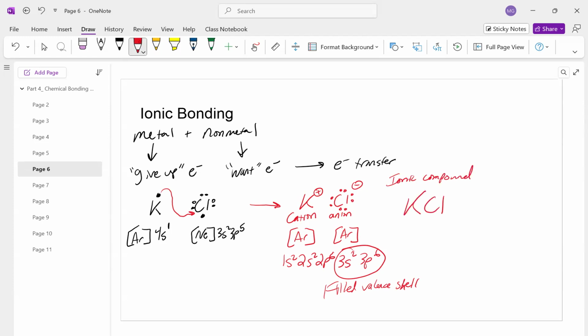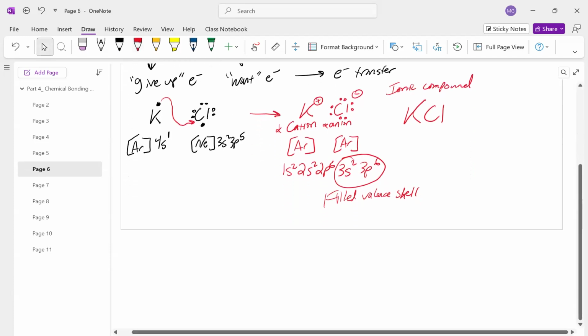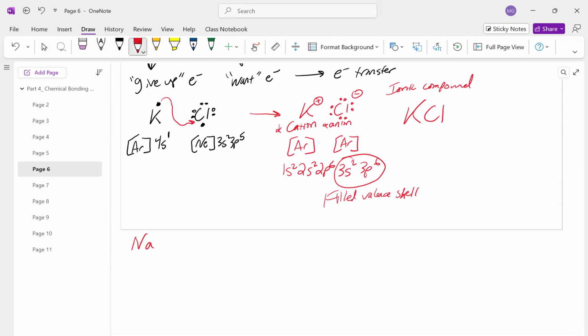And this is the formula, KCl. You don't have to show the charges in the ionic compound, but you should know that this ionic compound is composed of a cation and an anion. Now let's do this for another compound. Let's take sodium with its one valence electron and try this with oxygen. And oxygen has 6 valence electrons.